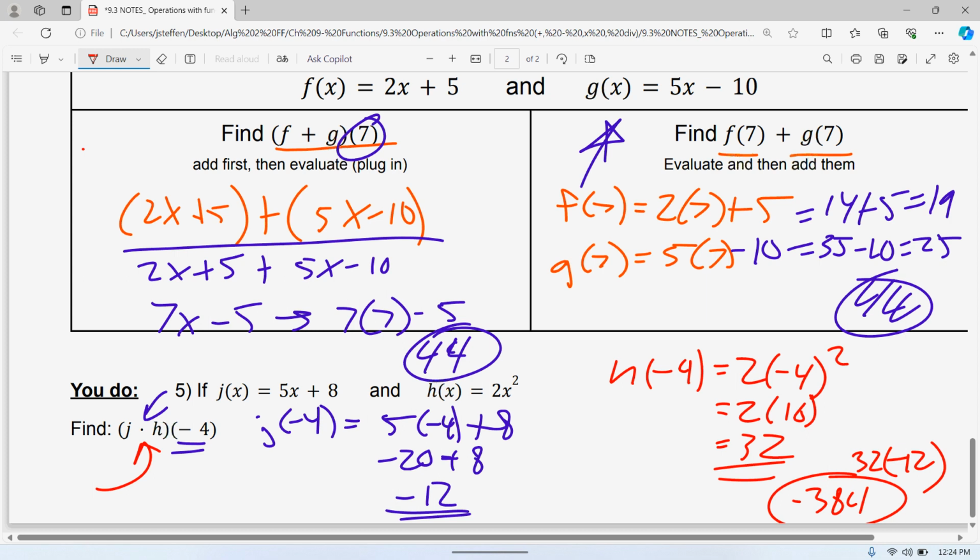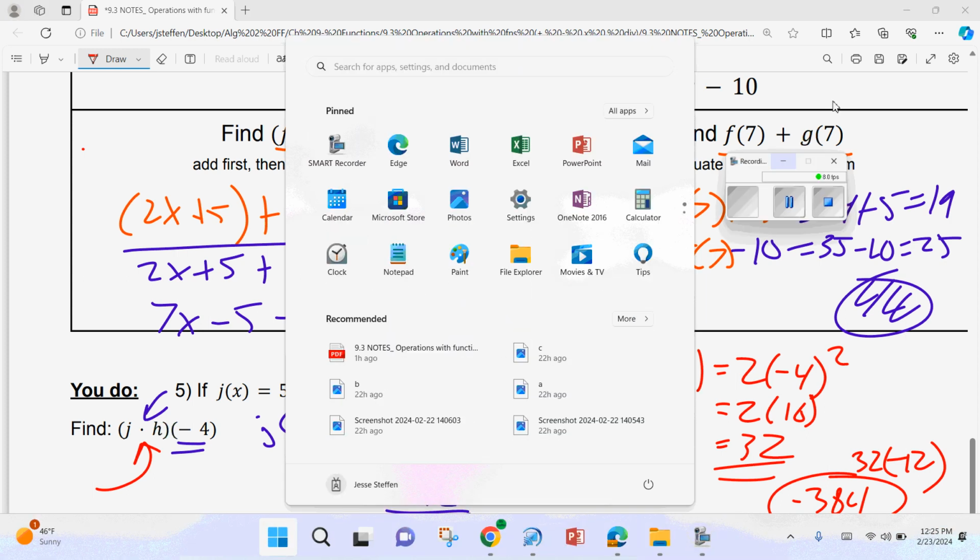I know there's a lot going on. I know it can be a little confusing, but as far as the math goes, it's not too bad. You just have to make sure you know where to plug those numbers in and what you're looking for. Make sure you do your exit ticket.